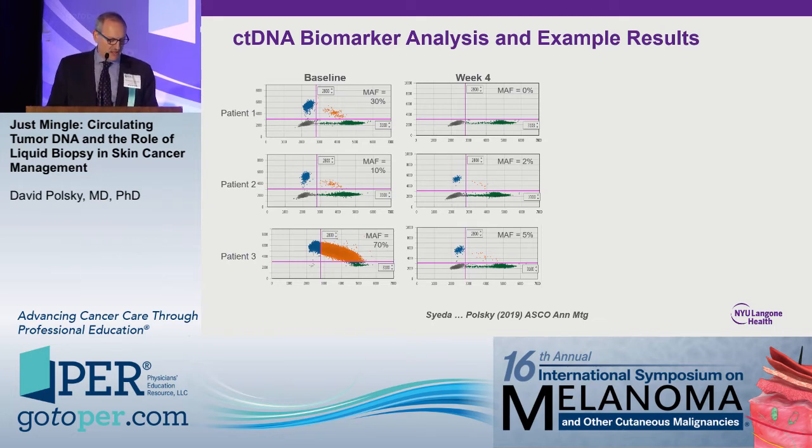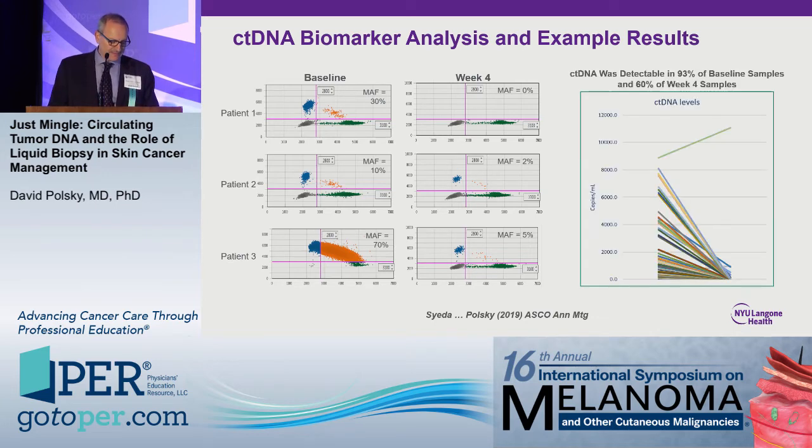They had 2% residual DNA at week 4, and patient 3 had an astoundingly high fraction of 70% of their DNA in the plasma with a BRAF mutation, and although they had a very striking response, they still had 5% at week 4. What we found overall was that we could detect ctDNA in 93% of baseline samples, so sort of a liquid biopsy, if that was of interest.